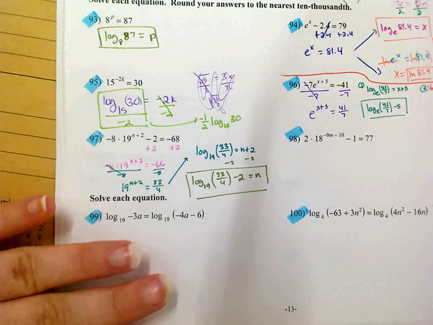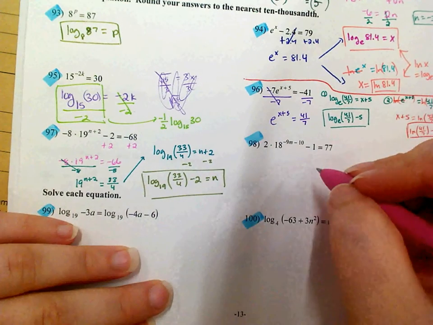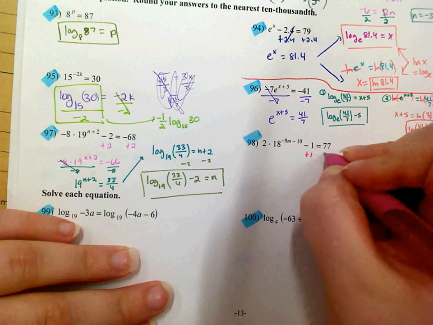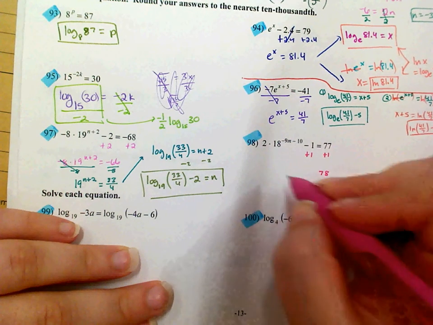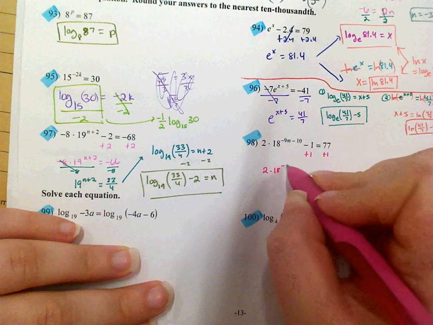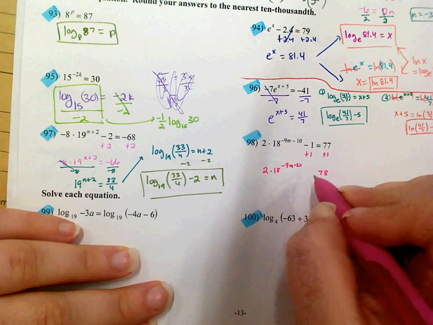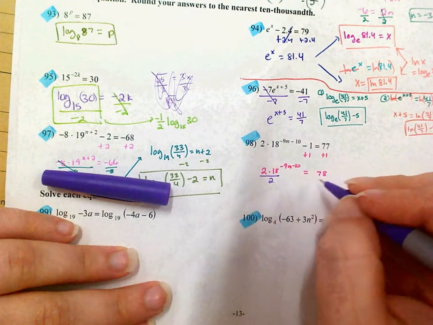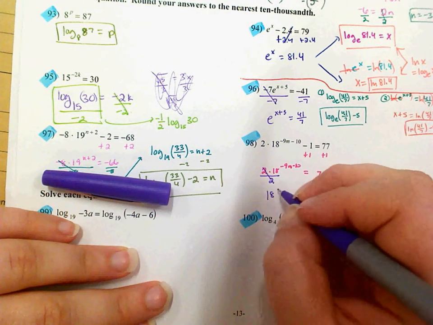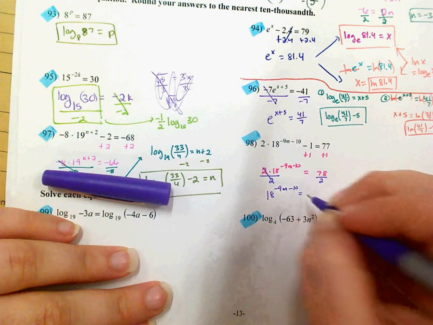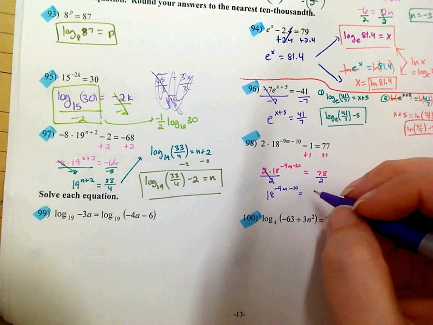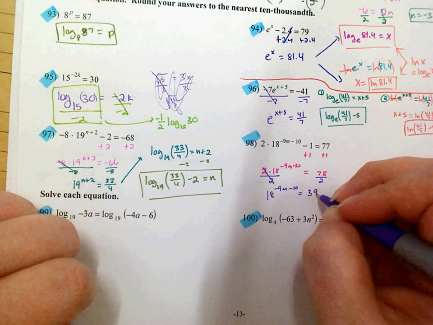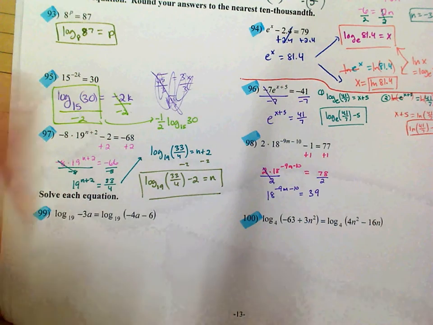And then 98. Very similar to the last one, even one more step. So I'm going to add 1, and I'm left with 78 equals 2 times 18 to the negative 9m minus 10. So I'm going to divide by 2. And I'm left with 18 to the negative 9m minus 10 equals 35, 37? No, 39. I don't know what I'm thinking. 39.